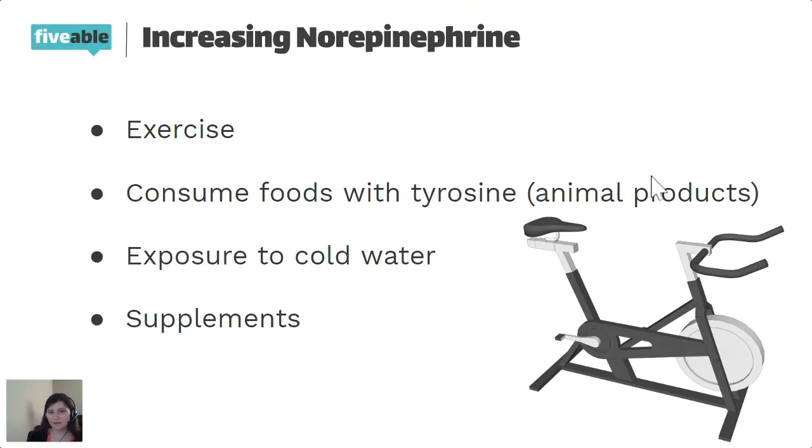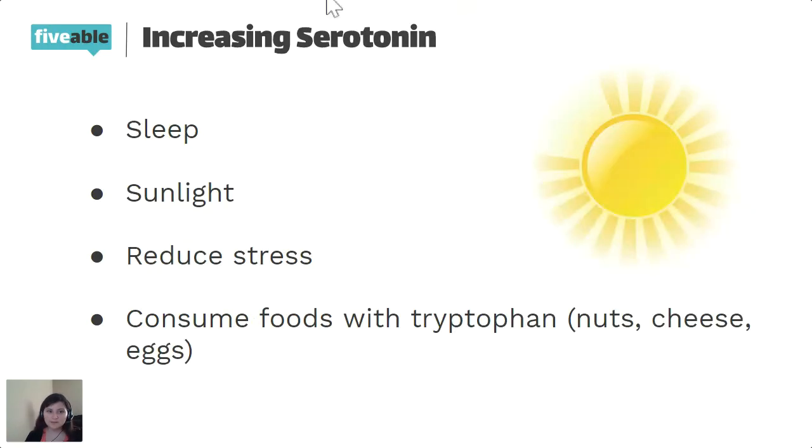After that, we have serotonin. You can increase your serotonin by sleeping properly and getting enough sunlight. Even just 30 minutes a day is more than enough to up your serotonin. Reduce stress, and consume foods with tryptophan, such as nuts, cheese, and eggs. Antidepressants also come into play here for mental conditions.